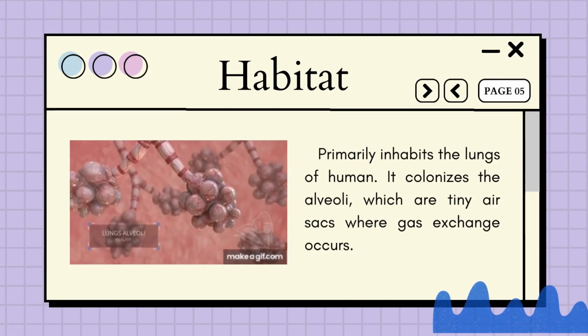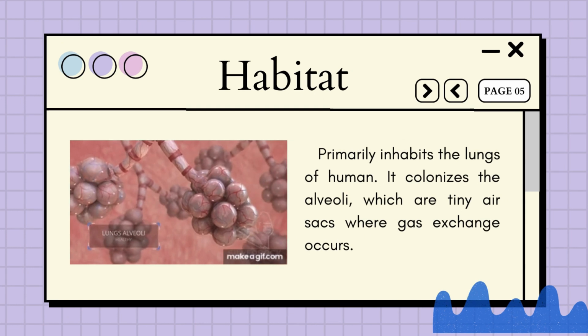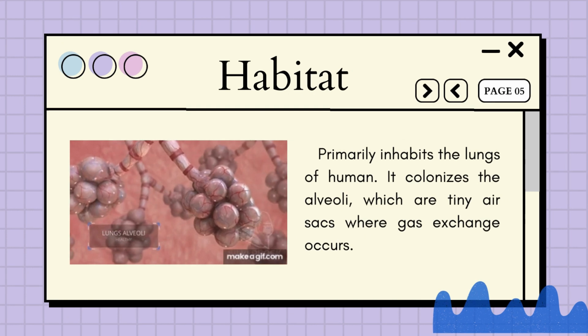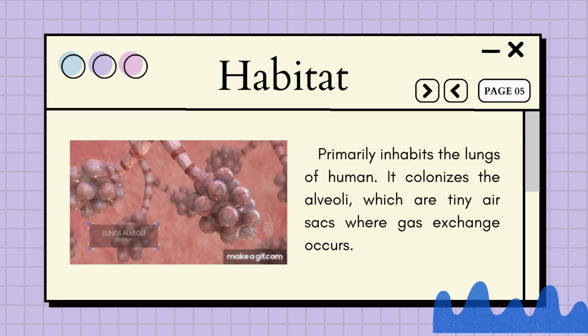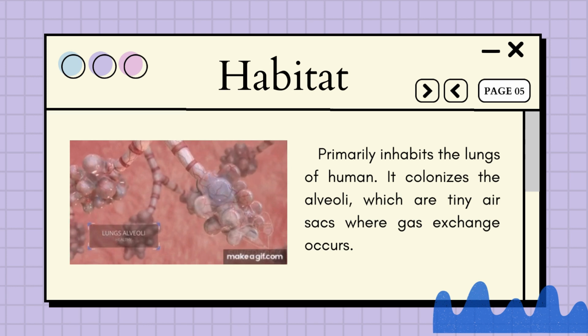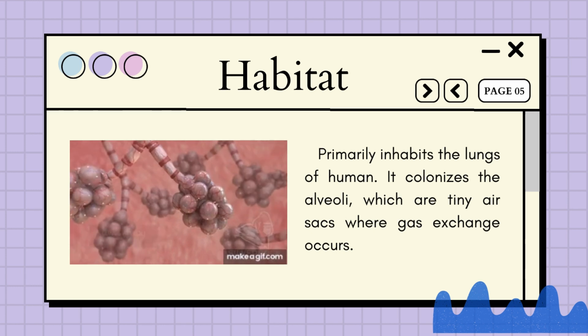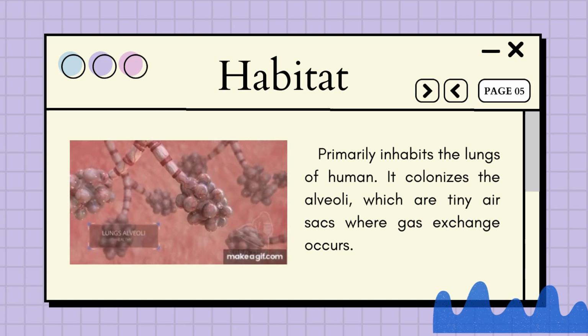Next is the habitat of the parasite inside our body. It primarily inhabits the lungs of humans. It colonizes the alveoli, which are tiny air sacs where gas exchange occurs. Since Pneumocystis jirovecii causes a type of pneumonia, the parasite prefers to inhabit moist areas with low humidity, which makes our lungs a perfect place for them.